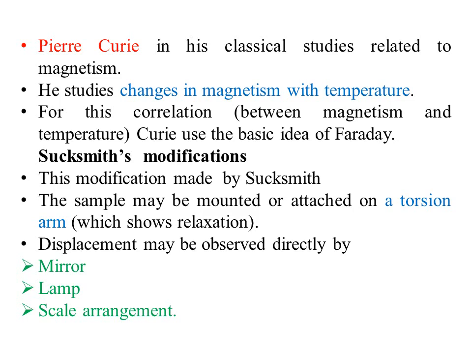Now we shall see a modification of Faraday's method. This modified method is known as Sucksmith's modification. This modification was made by Sucksmith, so it is called Sucksmith's modification. The sample may be mounted on a torsion arm, which shows relaxation. Displacement of the sample due to the effect of the magnetic field can be observed directly by a mirror or by a lamp or by a simple scale arrangement.